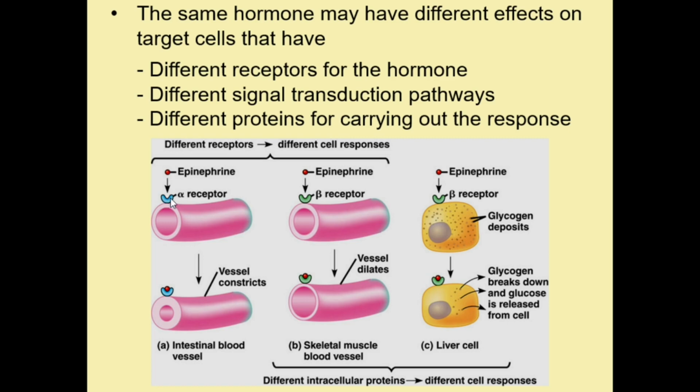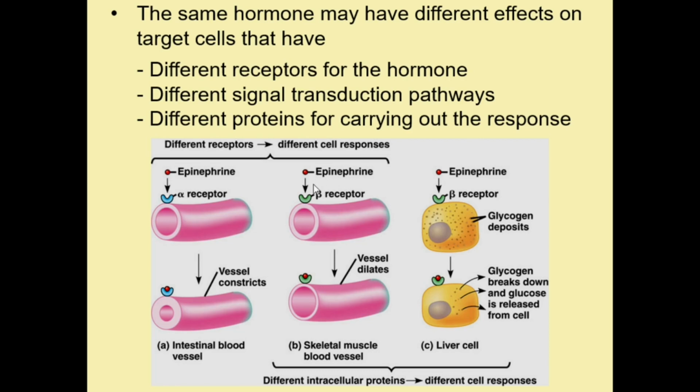Here we can see that blood vessels have alpha receptors. These are receptors for epinephrine, but they are specific proteins referred to as alpha receptors. When epinephrine binds to those receptors, it triggers a response, which in this case is that the blood vessels within the intestines constrict, so they get narrower. This reduces the flow of blood to our intestines, which we know happens during fight or flight.